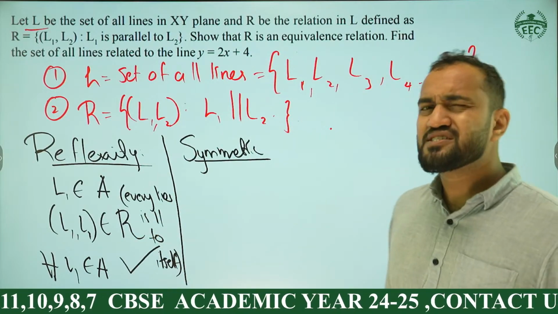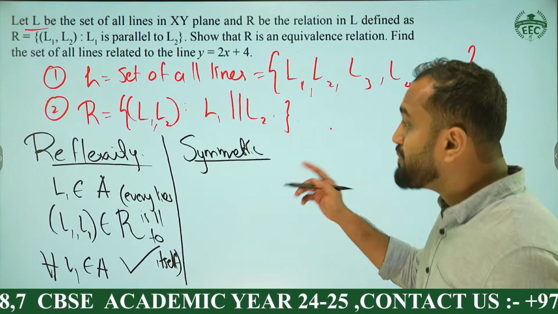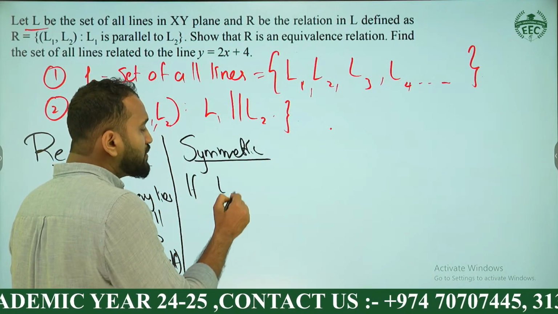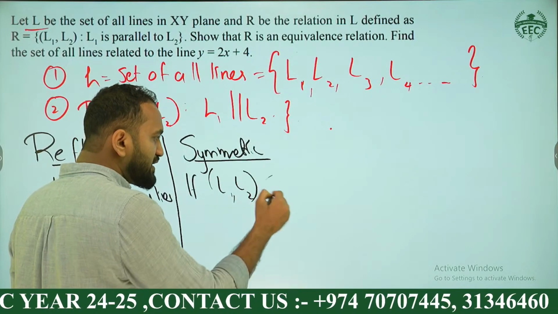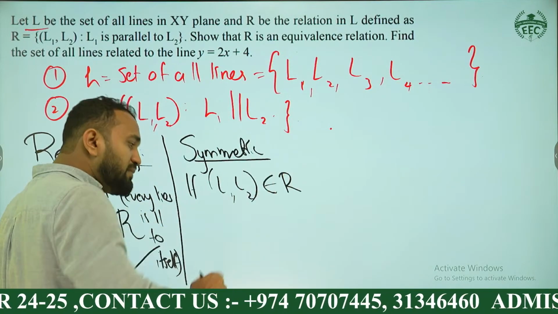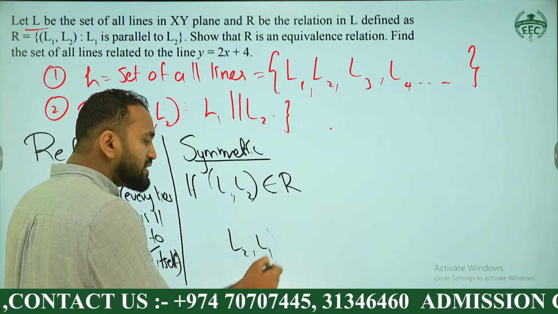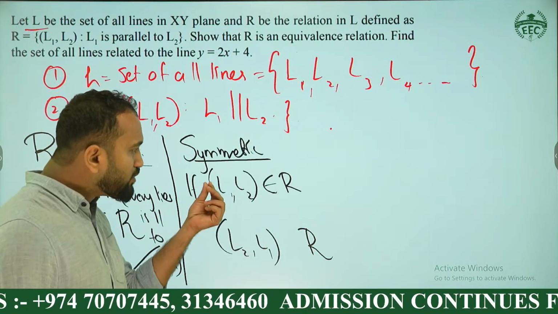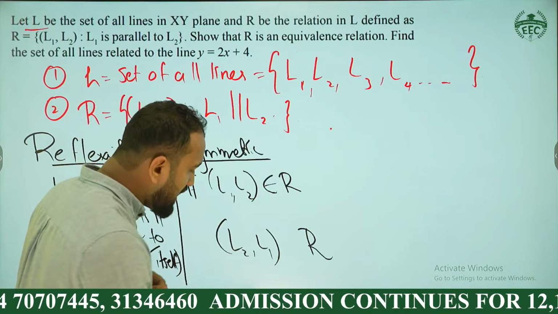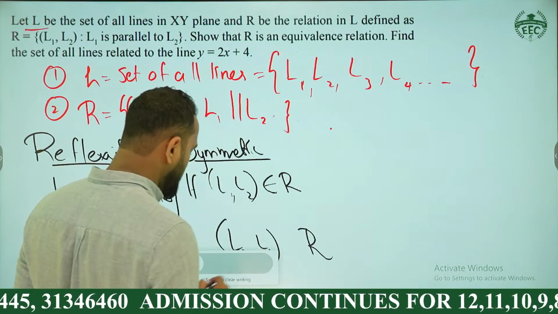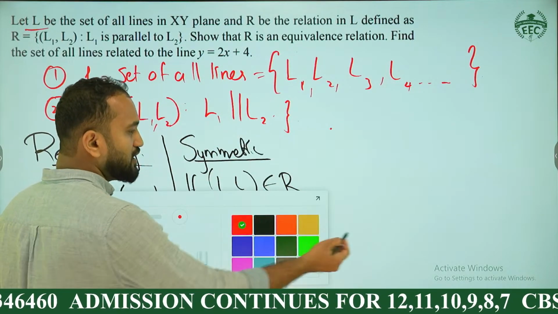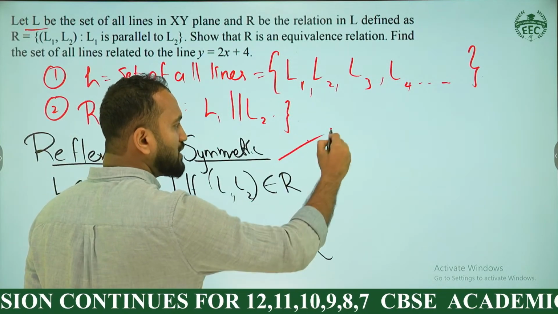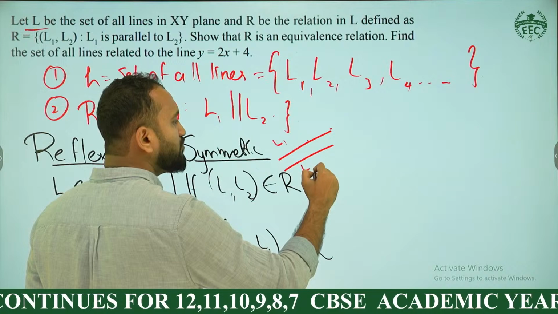Now, whether the relation is symmetric. In order to check symmetricity, you have to check this rule. If (L1, L2) is there in the relation R, then tell me whether (L2, L1) is there in the relation or not. People, (L1, L2) is there in the relation, what is the meaning of that? It means that L1 and L2 are parallel. Two lines are parallel. That is the meaning of that.